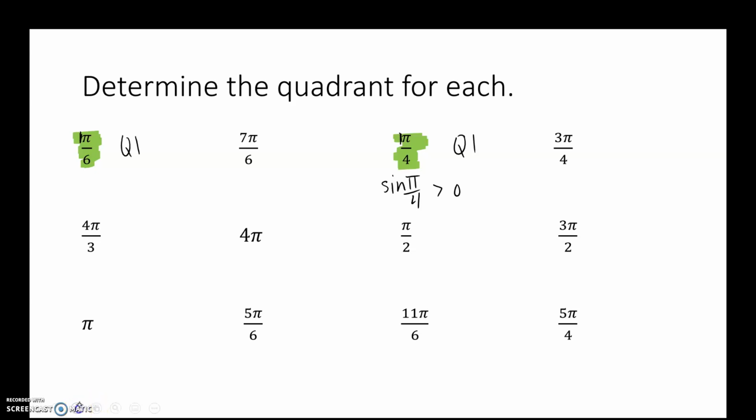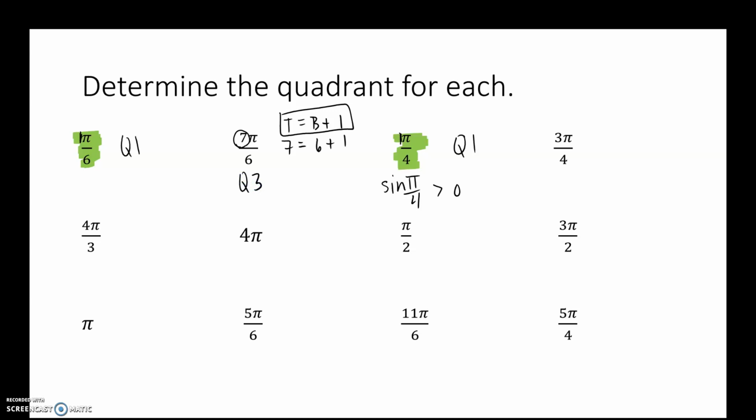Okay, 7 pi over 6. So to determine the quadrant, what's your relationship between your top number and your bottom number? My top number is my bottom number plus 1. What do I mean by that? My top number, my coefficient of 7, is 1 more than the value in the bottom. Okay, so when this relationship is true, this is a third quadrant angle. So depending on whether the homework asks you for the sine or cosine of that, will tell you if it's positive or negative.